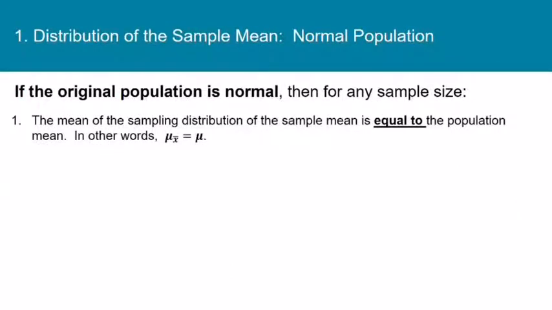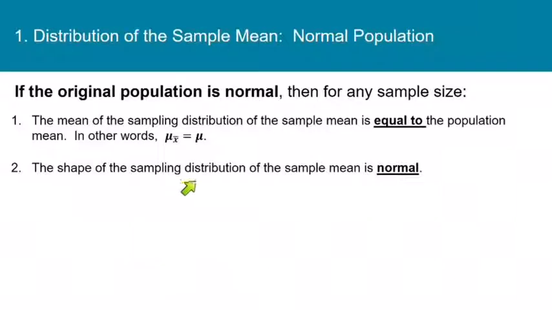Now there are two situations we can talk about. Either the original population is normally distributed or it's not normally distributed. First, let's talk about what happens if the original population is normal. So if the original population is normal, then for any sample size, the mean of the sampling distribution of the sample mean is equal to the population mean. In other words, mu sub x bar will be equal to mu. Also, the shape of the sampling distribution of the sample mean is normal. So that's very important. If the original population is normal, then for any sample size, the shape of the sampling distribution of the sample mean is also normal.